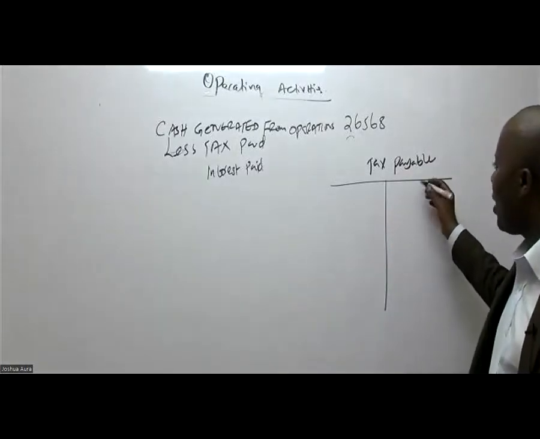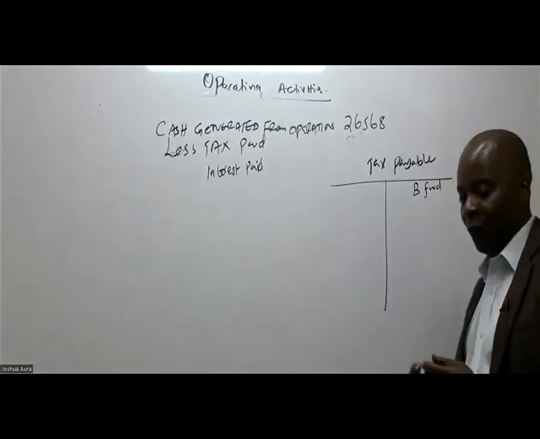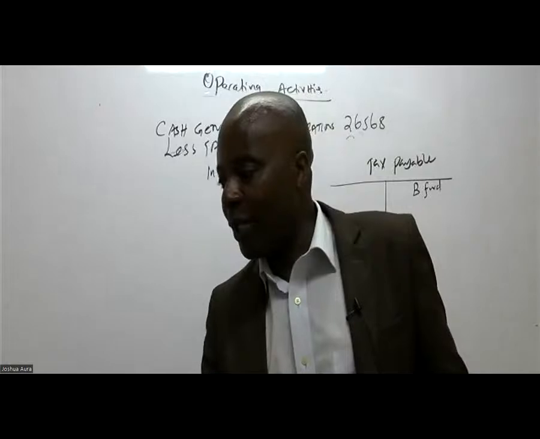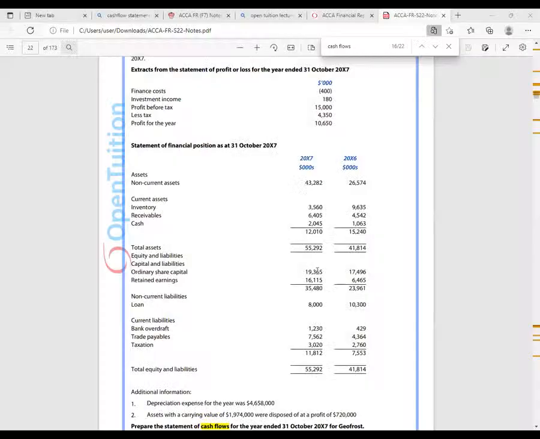So in this case we have the amount brought forward. The tax brought forward for 06 is 2760. And then we have the tax carried forward into the next year, which is 3020.